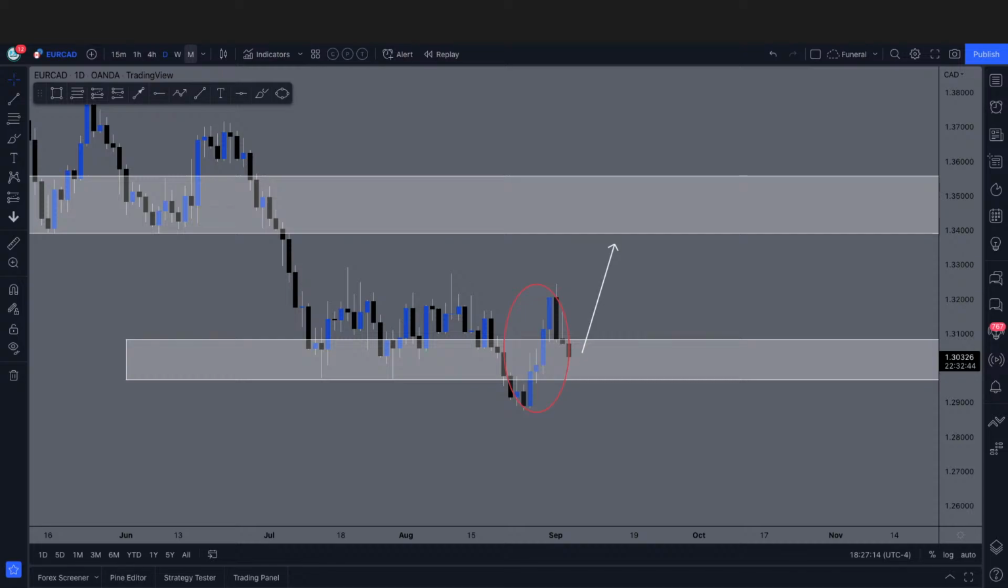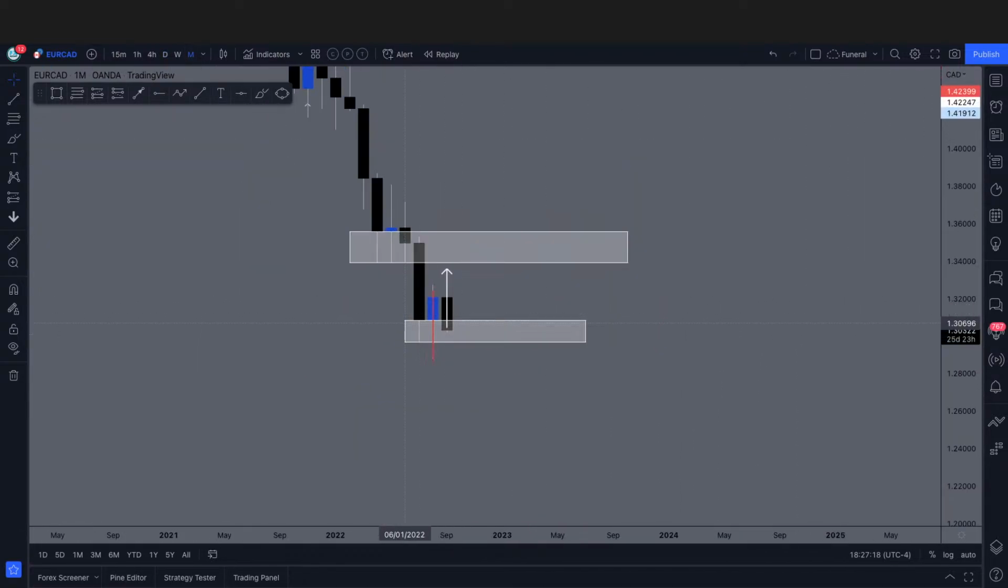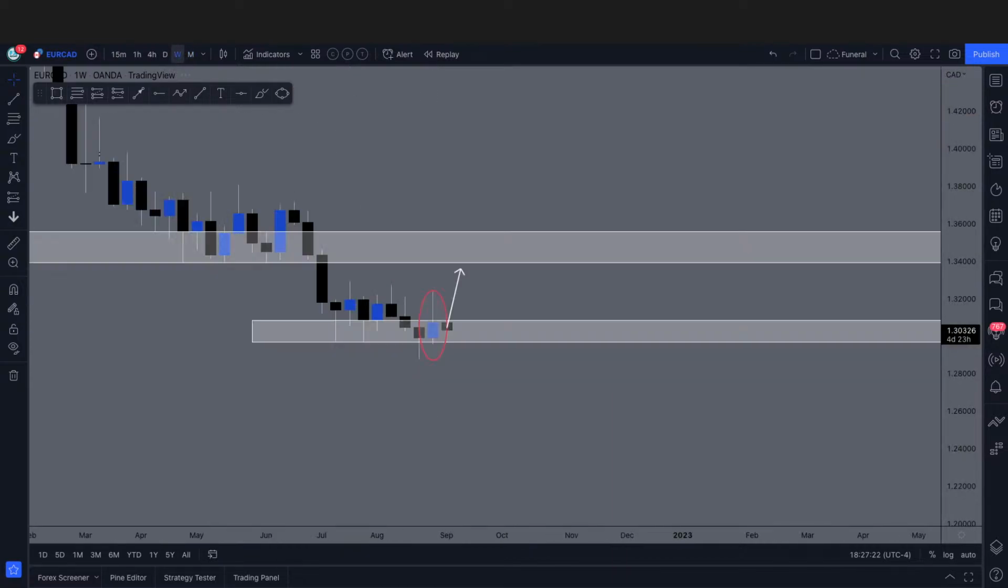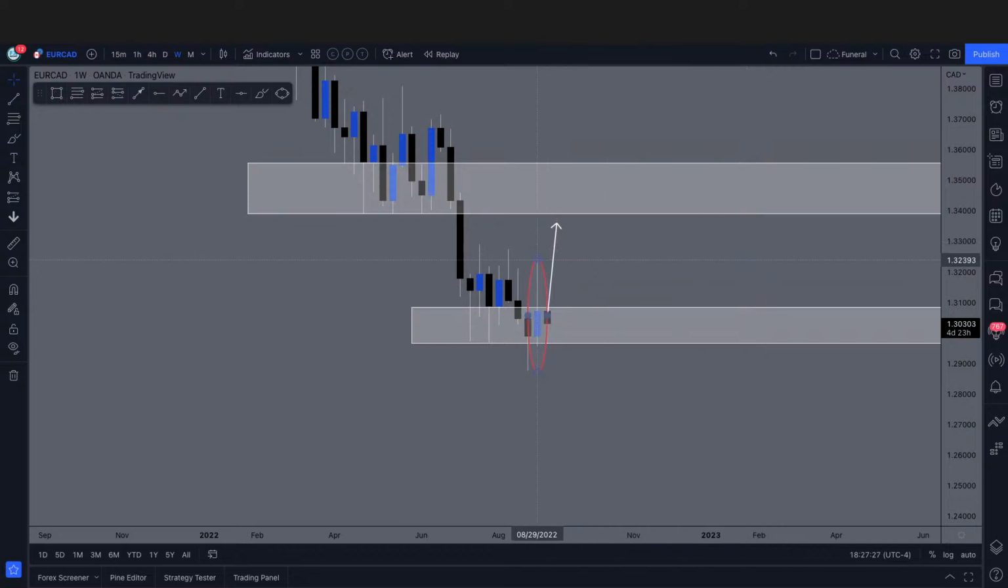If we do drop down to Eurocad, Eurocad is very interesting as well. We've came down into this area of support, and it looks like we want to start some sort of move to the upside. If we do drop down to the weekly, we have this candle here that we know the next one wants to fill in the wick, which is a further continuation in the aid to the move to the upside.